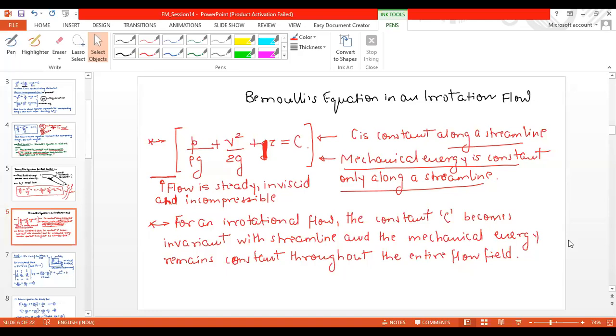So what is this situation? This situation is true when the flow is irrotational. Very important thing. So we say that this is true when the flow is irrotational. Now let us see what an irrotational flow is, and let us prove this theorem, or prove this statement.